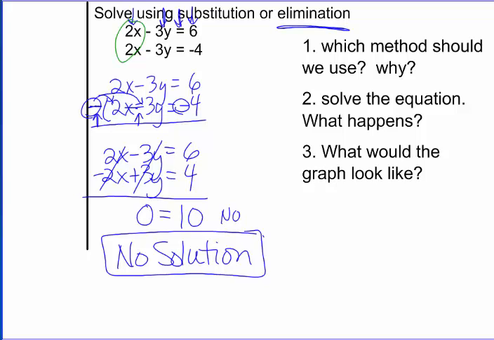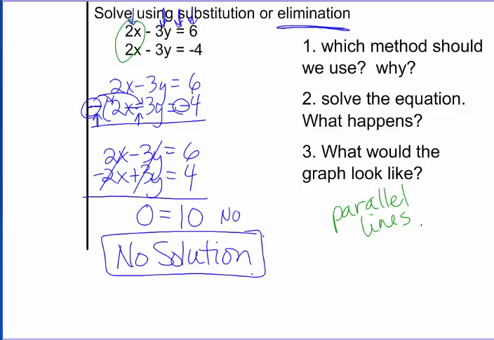Okay. Hopefully you remember if we had parallel lines, that means they don't cross. That means you can't find a point of intersection because there is no intersection. The lines don't cross. So that would be a no solution. So if you know you have a no solution, the graph should have parallel lines.